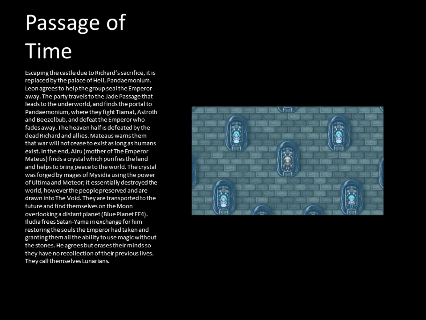Eludia frees Satan Yama in exchange for him restoring the souls the Emperor had taken and granting them all the ability to use magic without the stones. He agrees, but erases their minds. They have no recollection of their previous lives. They are called Lunarians.